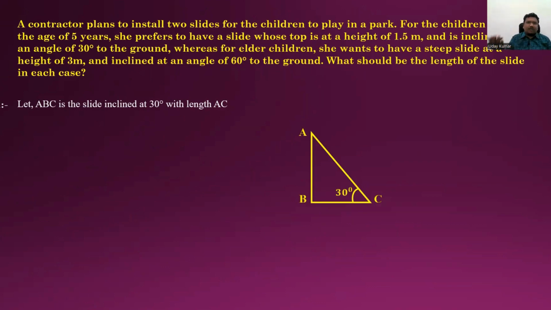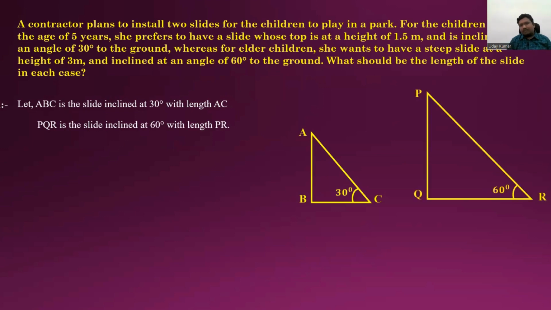Okay. Now about the other slide, the slide which is for elders. For elders, I am considering PQR. PQR is a slide inclined at 60 degrees with length PR. Means PR is the slide length. PQ is the altitude or height maintained by the slide from the ground. That's the picture. So here in this case, what do we have to find? We have to find AC and PR. We already know AB as well as PQ.